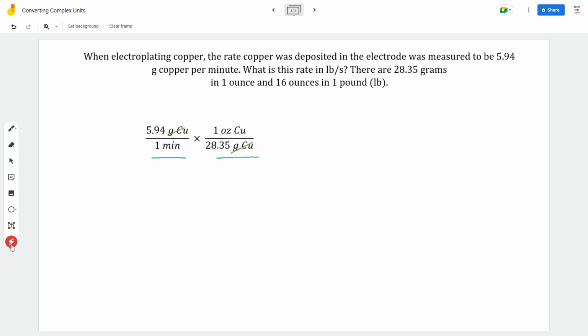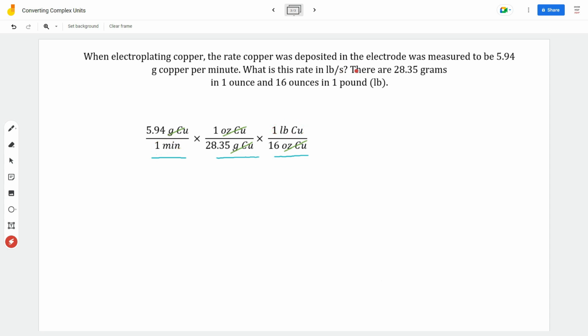so I have one more conversion factor. And the problem also helpfully told me that there are 16 ounces in 1 pound. So I'm going to use that conversion factor right here. Again, making sure that my ounces of copper cancel, and now I'm left with pounds of copper. So at this point, I have pounds of copper per 1 minute.